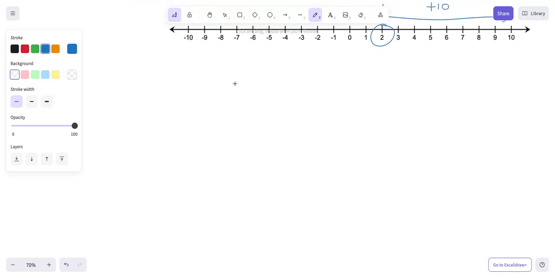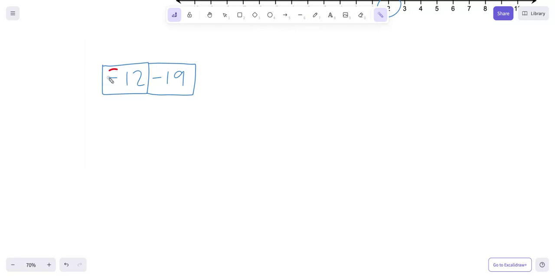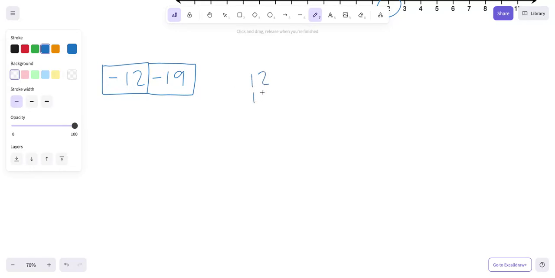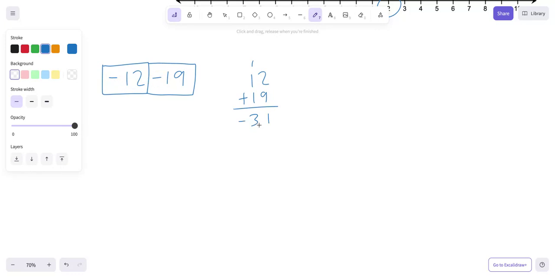All right, let's do a few without the number line. So let's say negative 12 minus 19, right? 12 is negative, 19 is also negative, so the symbols are the same. If the symbols are the same, I'm going to add. So 12 plus 19 is 31. And this is negative, that's negative, so my answer is obviously negative.